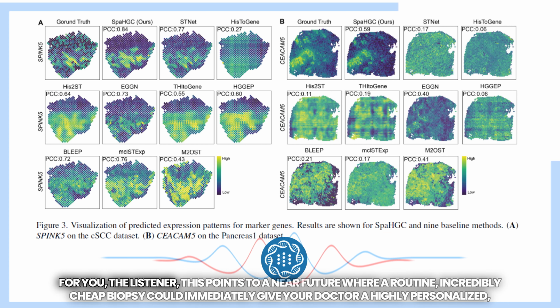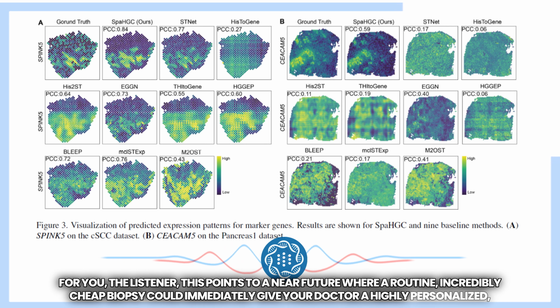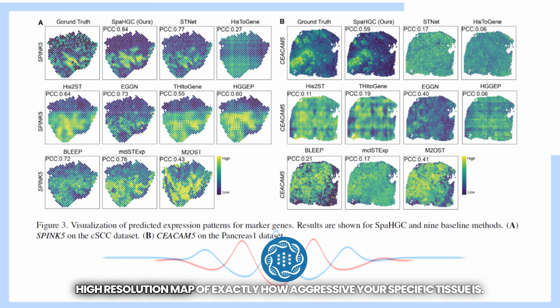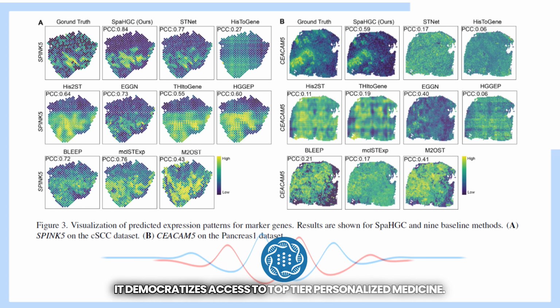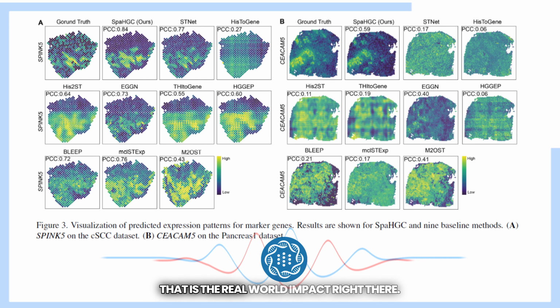For you, the listener, this points to a near future where a routine, incredibly cheap biopsy could immediately give your doctor a highly personalized, high-resolution map of exactly how aggressive your specific tissue is. No waiting weeks for specialized labs, no astronomical bills for genetic sequencing. It democratizes access to top-tier personalized medicine. That is the real-world impact right there.